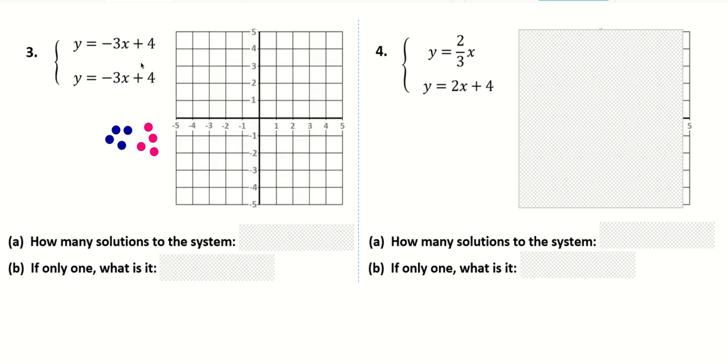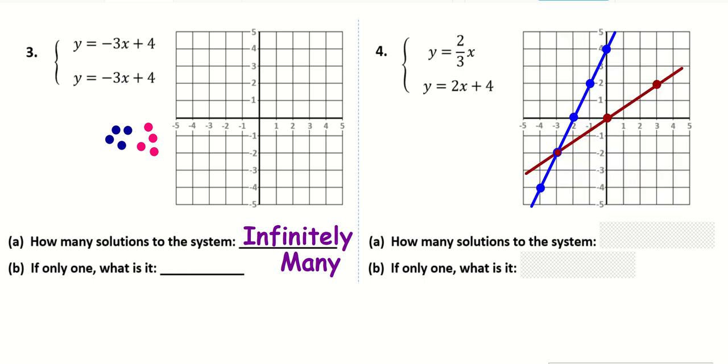Number 3, long story short, do I really have to plot these points and make these lines? These are blatantly the same equation. They're going to graph the same line. So what does that mean? Infinitely many solutions.